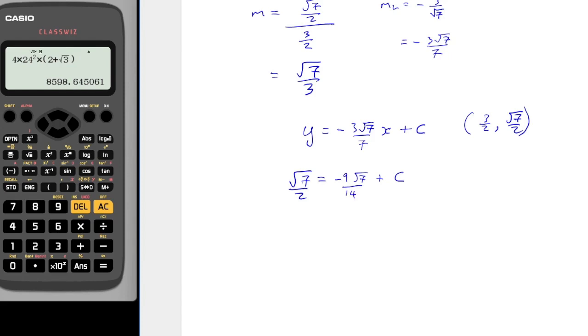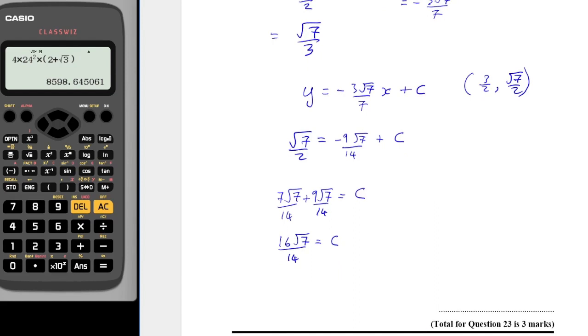Okay, so if I add those, I'm going to do one more step for that. If I put that over a denominator of 14 as well, that's going to be 7 root 7 over 14 plus 9 root 7 over 14 is equal to c. So c is 16 root 7 over 14, which I can cancel down by a factor of 2, which makes it slightly tidier, but not a lot. 8 root 7 over 7 is equal to c.